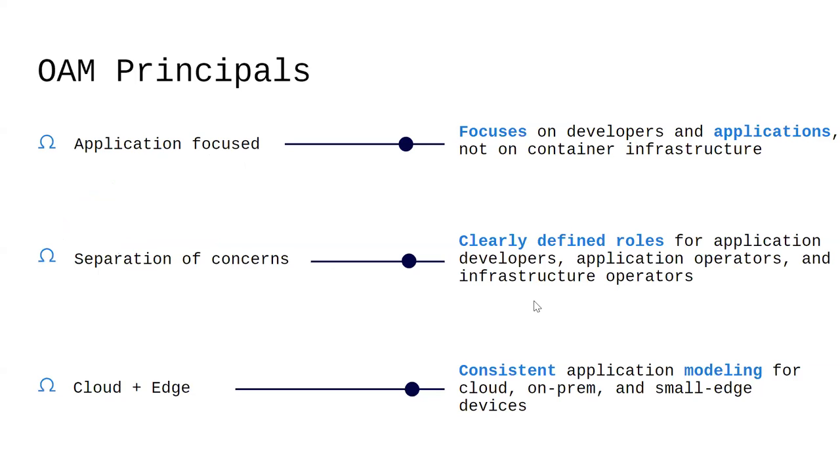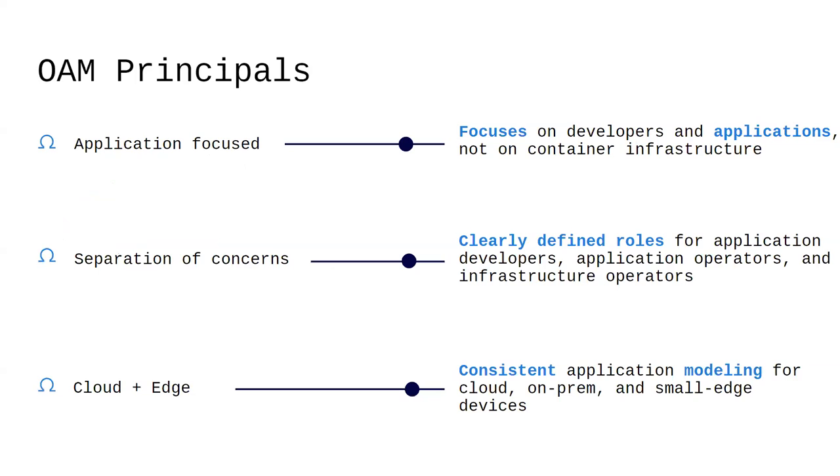So there are three main guiding principles for OAM. The first being, we really want this to be an application-focused model, bringing the attention back to the developers and their applications and removing the focus from this container infrastructure.